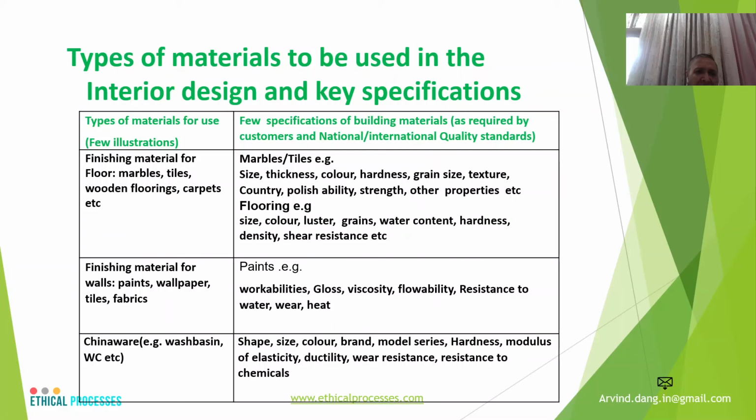Then the next finishing material is the chinaware, like wash basin or WCs. Here the interior designer has to specify, choose the color, the brand, the shape, the size, the series, and in more depth, hardness and modulus of elasticity and ductility and wear resistance, etc.